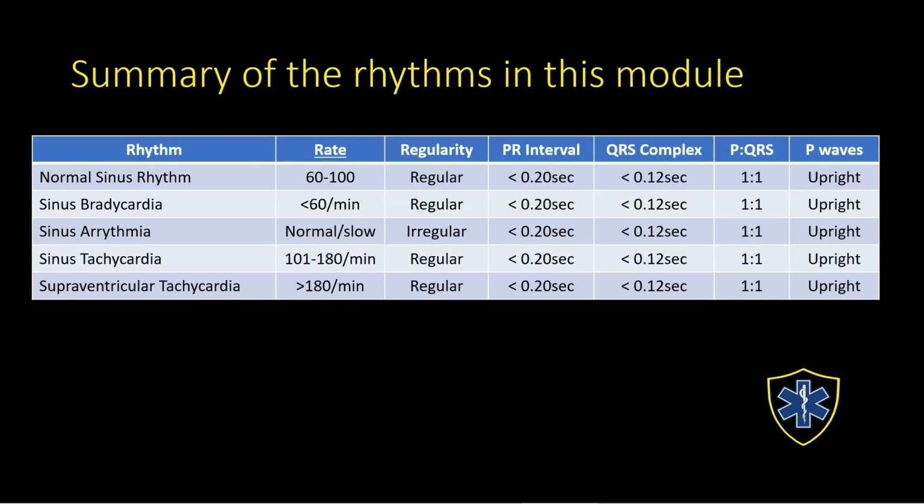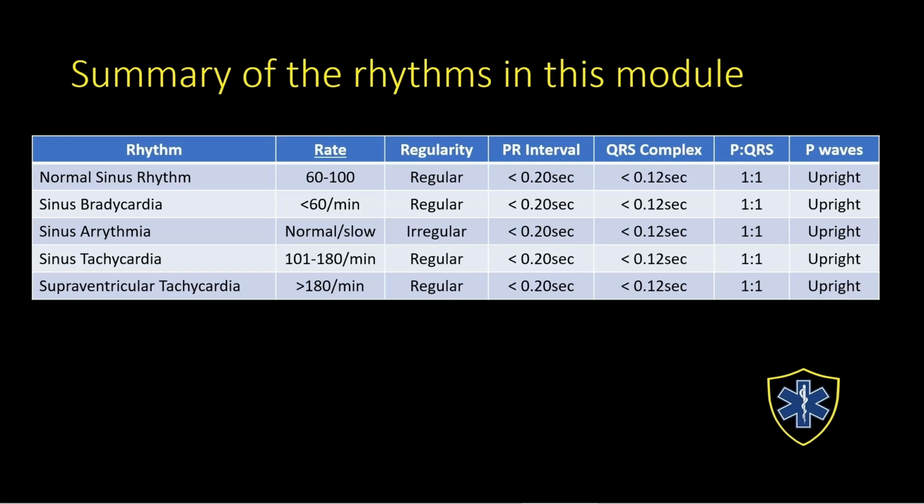In this module, we've discussed normal sinus rhythm. Its nice rate of 60 to 100. It's regular. PR interval, QRS, all within normal limits, and P waves, 1-to-1 QRS ratio and upright. If we change just one aspect of that, we end up with sinus brady, which is the same, it's just less than 60 beats a minute. Now, sinus arrhythmia may be normal or a little slow, but it's irregular. It's not going to march out. So that's the one criterion where it's going to deviate from normal sinus rhythm.